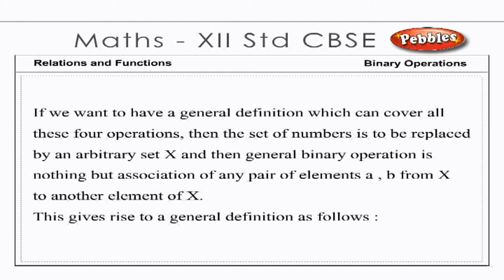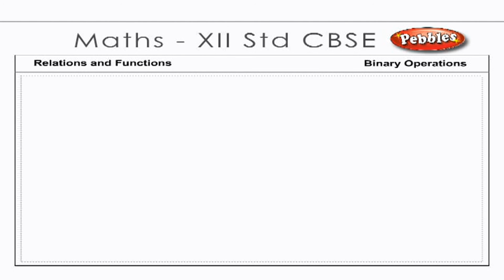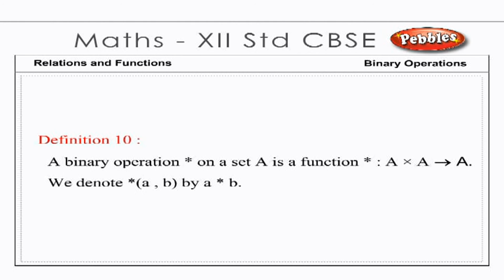If we want to have a general definition which can cover all these 4 operations, then the set of numbers is to be replaced by an arbitrary set X, and then a general binary operation is nothing but association of any pair of elements a, b from X to another element of X. This gives rise to a general definition as follows. Definition 10. A binary operation * on a set A is a function * from A × A to A. We denote *(a, b) by a * b.